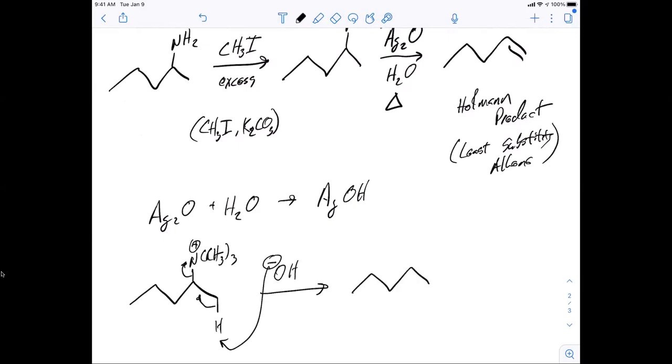And that's why you use the silver. So let's say we have the iodine out here, right? So this ends up giving us our elimination product, plus water, plus the ammonium.